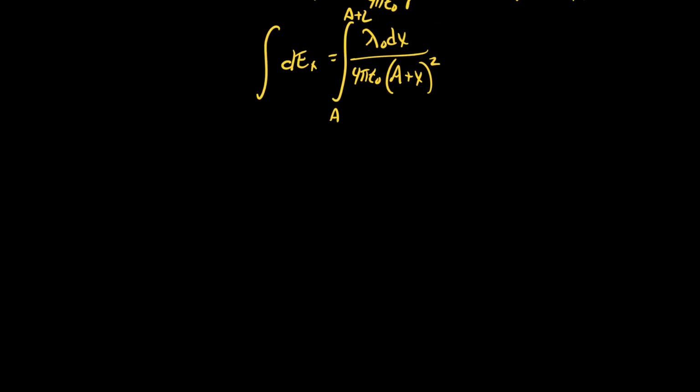Now, I don't know that you guys can do this integral. I'm not sure I can do this integral. Now let's pull out all the constants. Lambda over 4 pi epsilon naught leaves me with dx over a plus x squared.